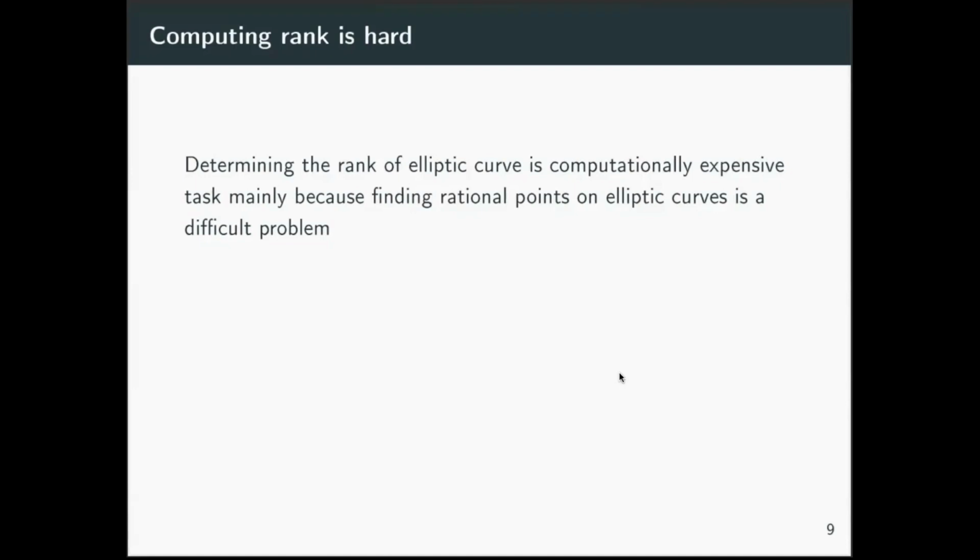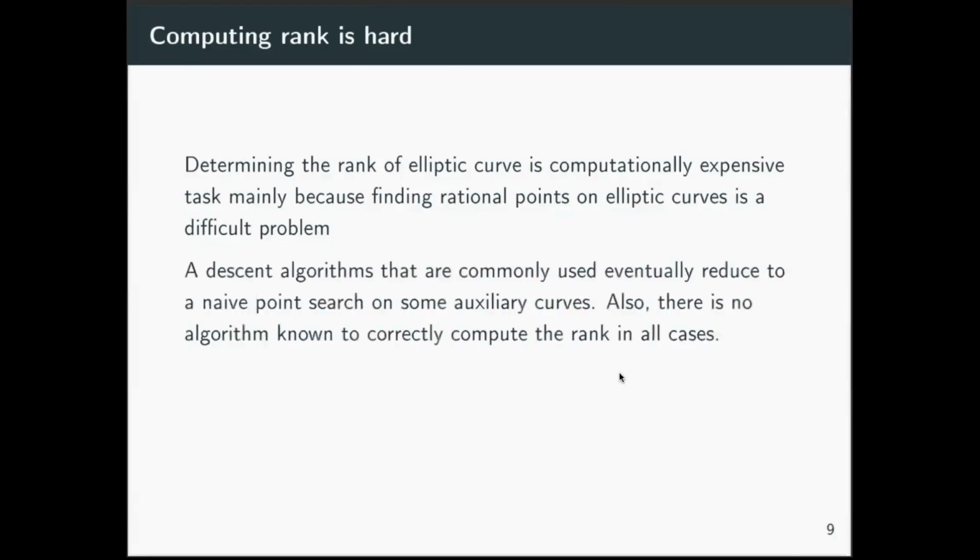Okay, so the main point with this rank computation is that it's a difficult problem. And it's a difficult problem because it's just hard to find the rational points on the curves. So we have these descent algorithms which basically find the upper bound for this set in terms of something called the Selmer groups. But eventually you need to do some point search on some auxiliary curves, and you can do it just in some kind of naive way.